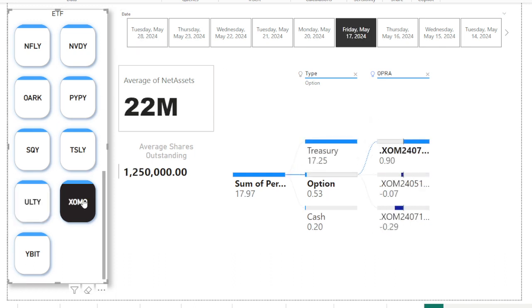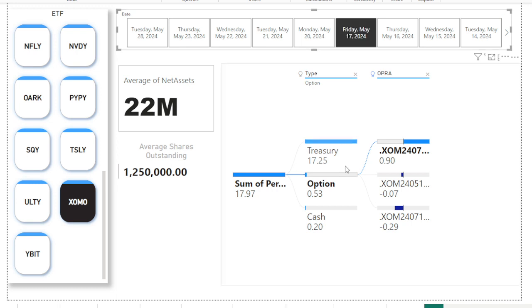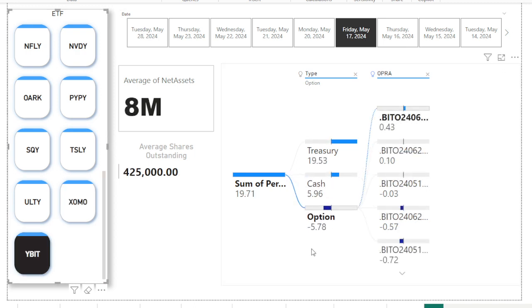Let's take a look at XOMO, 22 million, and option debit of 53 cents from last week, and then for this week, a slight increase, so that's always good. And then now they're collecting a 21-cent credit, so hopefully they can keep that. Share price went to 17.39, so hopefully it's not too bad, but you'd rather see the opposite.